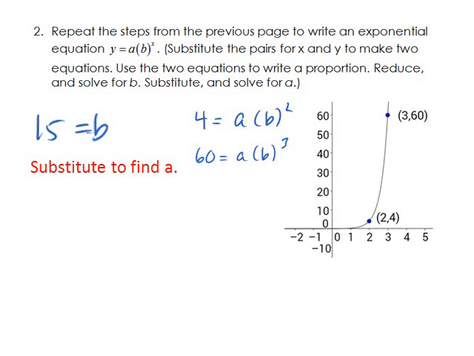Now that I know that b is 15, I can substitute that 15 in place of b in either of my equations to find a. I'll choose the one with the smaller exponent, because I think that's easier.